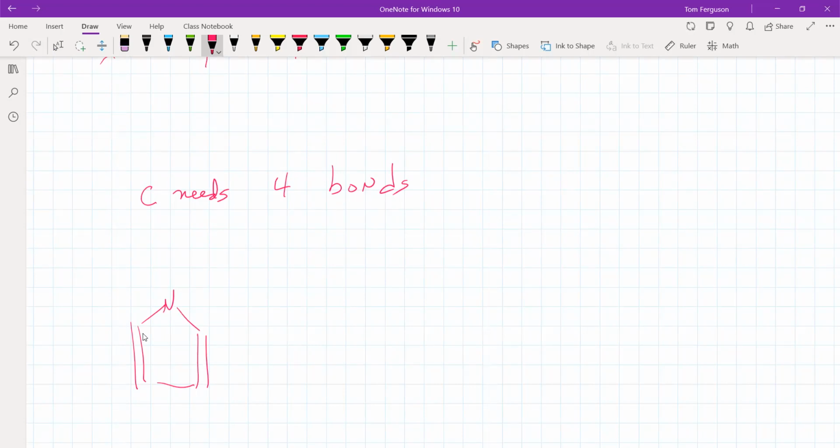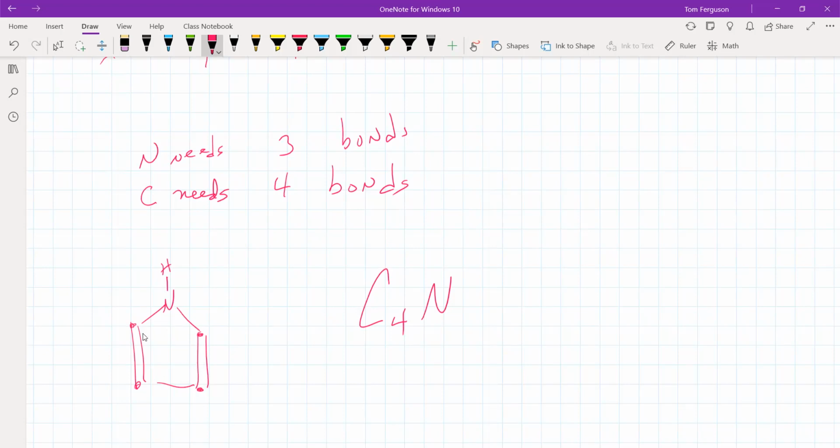Okay, the carbon backbone is 4 carbons. 1, 2, 3, 4. We have a nitrogen. Now, nitrogen, if you remember from your Lewis dot structures, has 3 bonds. So nitrogen, 3 bonds. Okay, so this nitrogen here has, on its 3rd bond, a hydrogen.